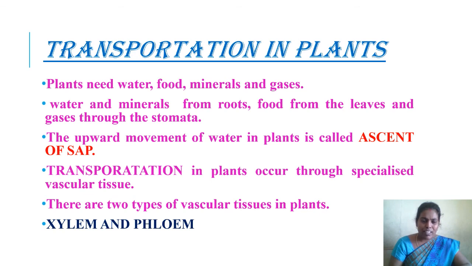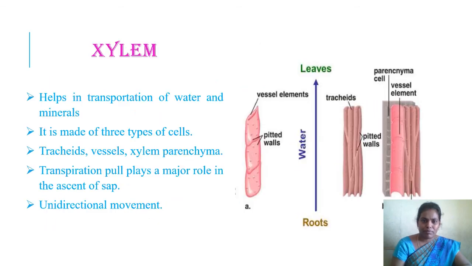In plants, there are two types of vascular tissues. Those are nothing but xylem and phloem. How many types of vascular tissues are present in plants? Two types of vascular tissues are present in plants. What are those? Xylem and phloem. Let us discuss these two now. First of all, see this xylem.